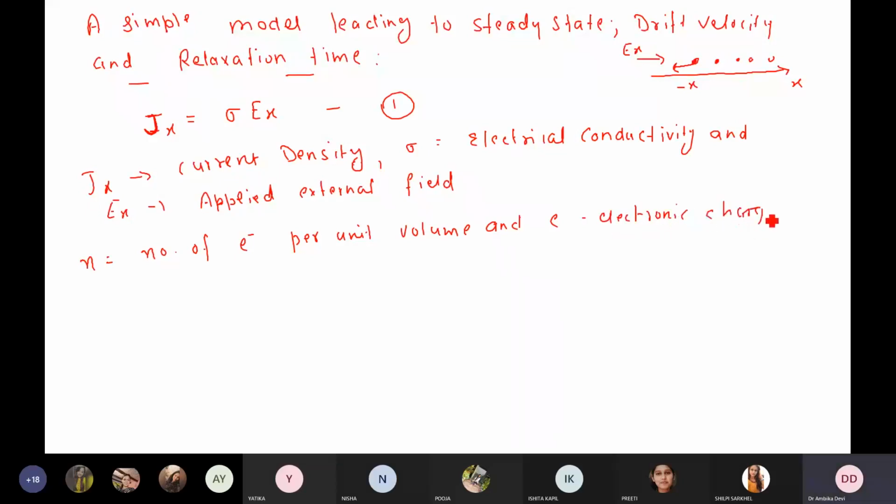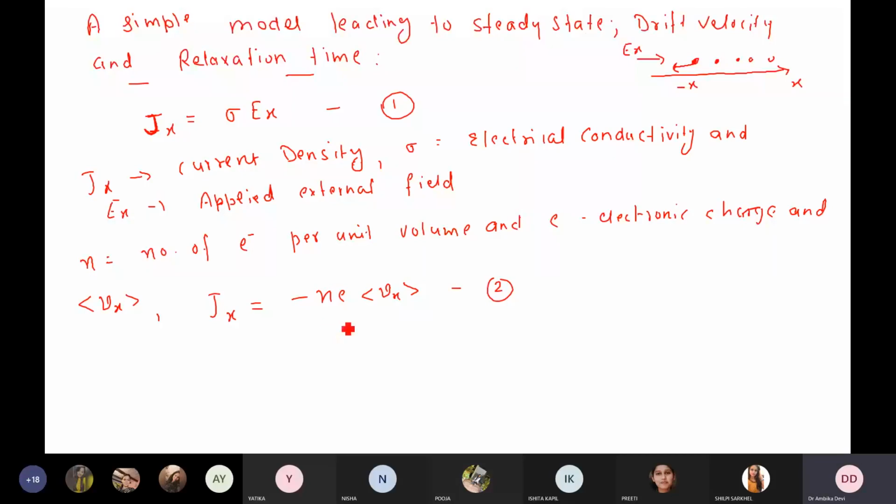E is the electronic charge, and let's say that when this external field is applied, the electrons start drifting with an average velocity of Vx along the negative x direction. So under such a situation, the current density can be given by minus NeVx, right? You know this expression, you have studied it in electron theory. So Jx is equal to minus NeVx, and this is equation number 2.